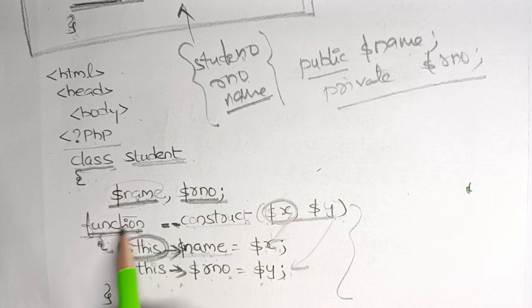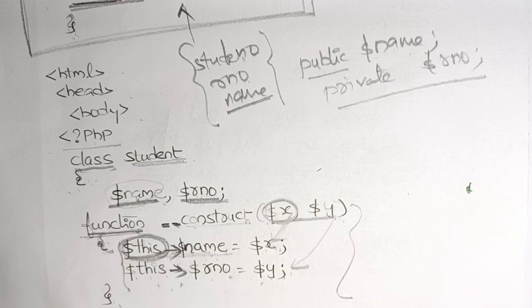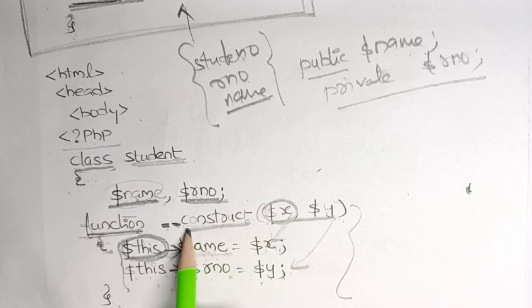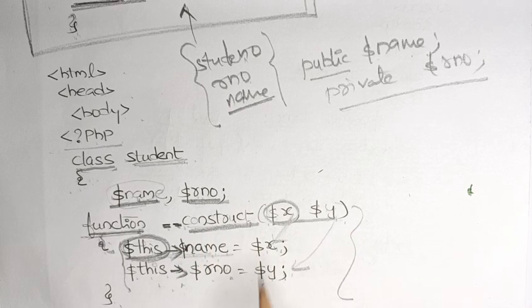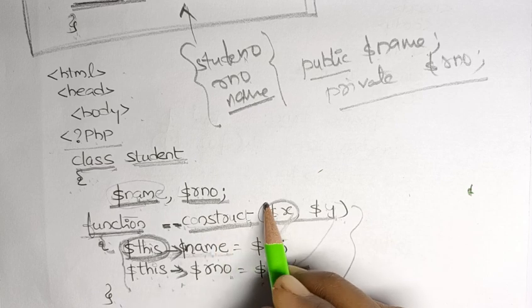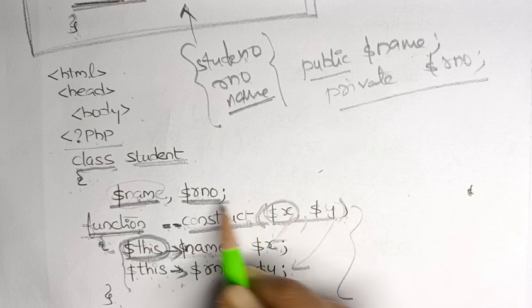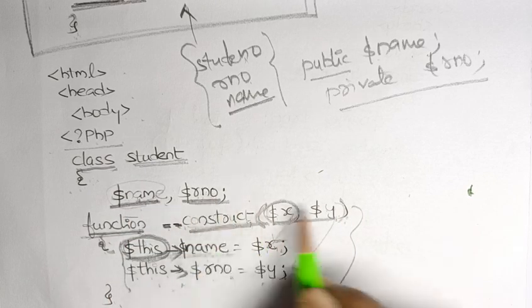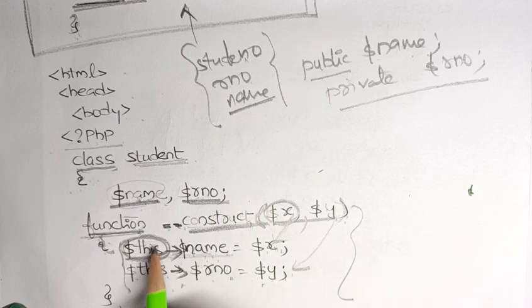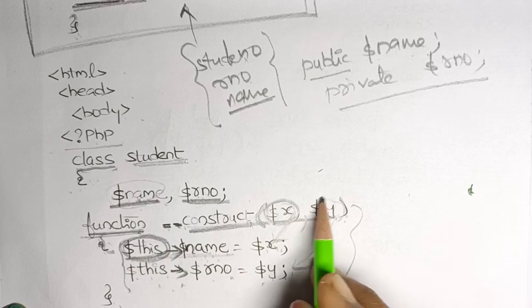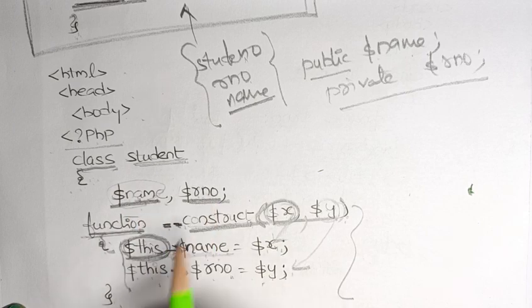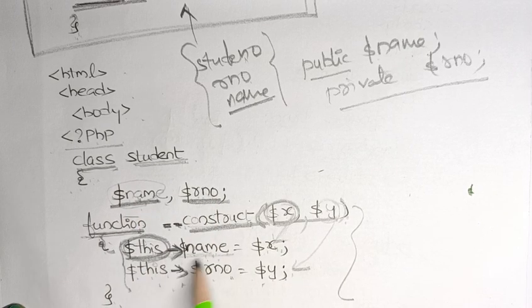So here within the constructor, I want to use this name and roll number. So here, function space two underscore symbols. To define a constructor, you need to use the constructor. It is a special name. So construct, within the parentheses $x comma $y. One argument is used for name and one argument for roll number. Next, I am storing this x and y in the variables name and roll number. So here $this arrow $name is equal to $x, $this arrow $rollnumber is equal to $y.